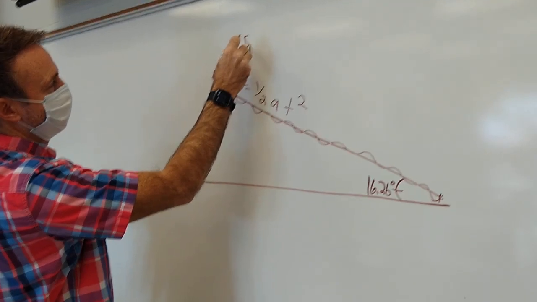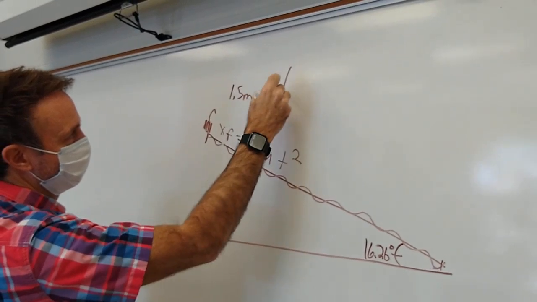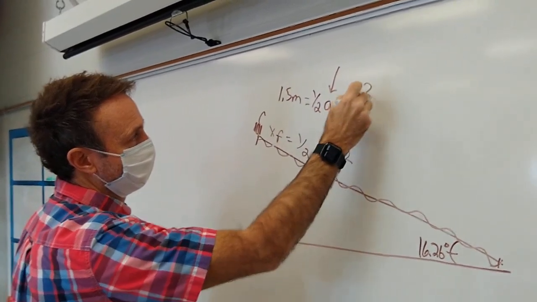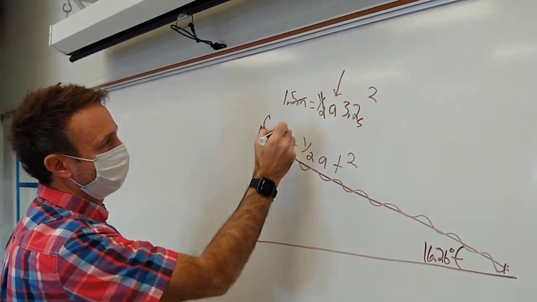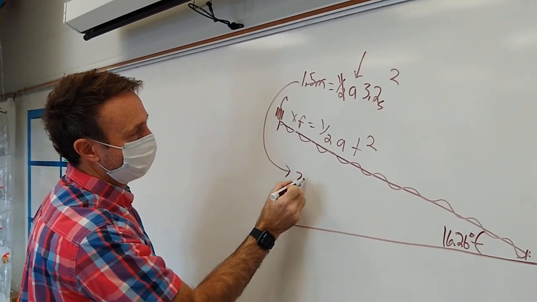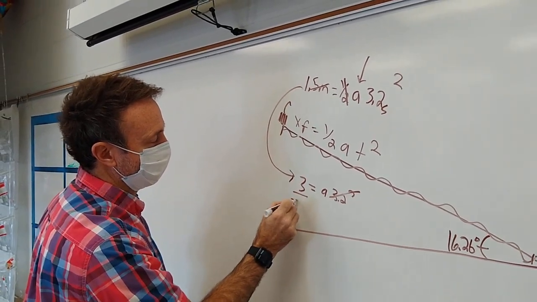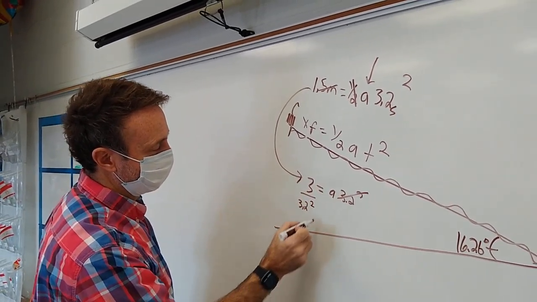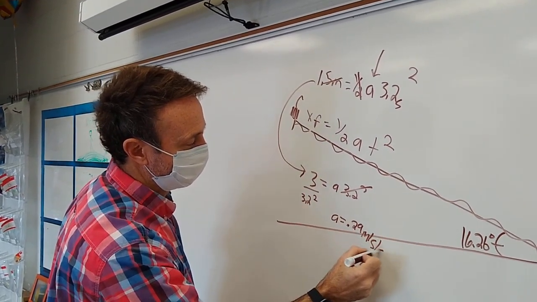So 1.5 meters is how far we went. And that's going to be equal to 1/2 that a that we're looking for. We're trying to find the acceleration down the ramp. And it took it 3.2 seconds to do that. So if we solve this, I'm going to take the 1/2 over here. And I'm going to skip down here now, kids. So that gives us 3 is equal to a times 3.2 squared. Or in other words, 3 divided by 3.2 squared. And that gives us an acceleration equal to 0.29 meters per second per second.